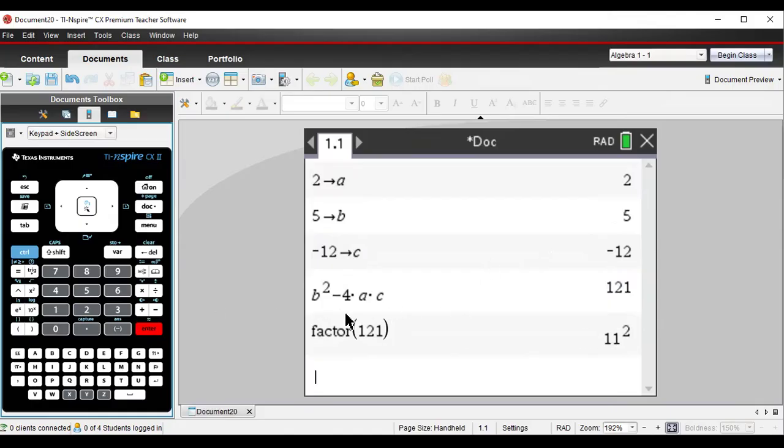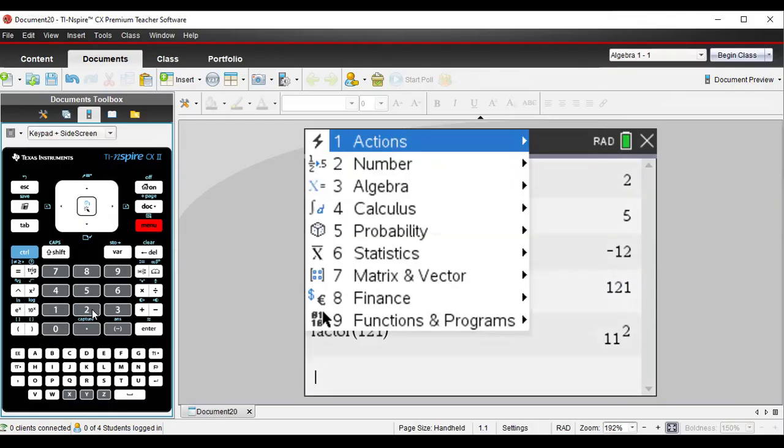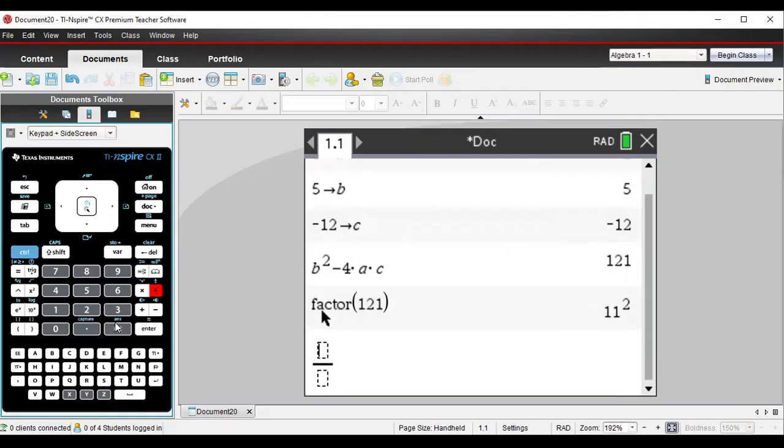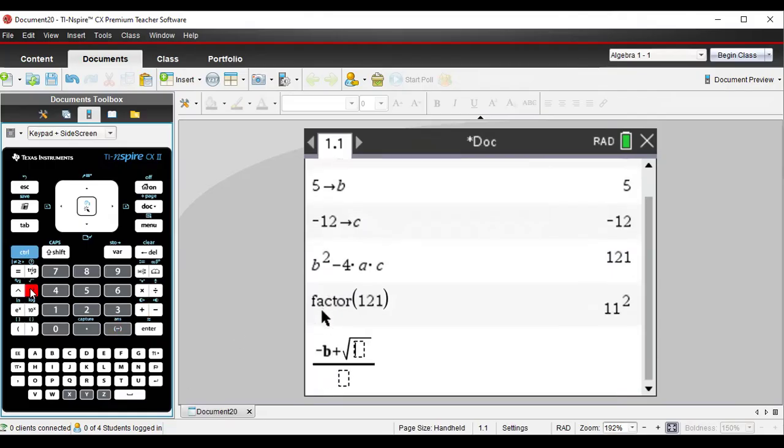So once we know it's a perfect square, all we have to do is type in the formula, and we're going to get two rational roots. So we're just going to type in the formula. We need control divide, we need a stack fraction. It's negative b plus, it's actually plus or minus, but we can't do that on the calculator, so we do it one at a time.